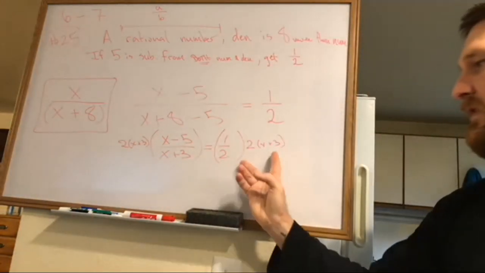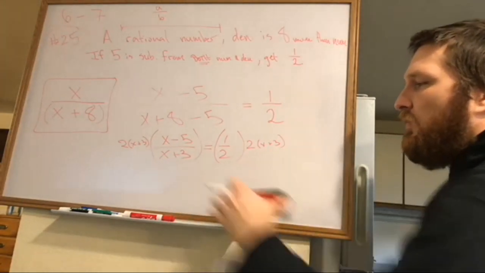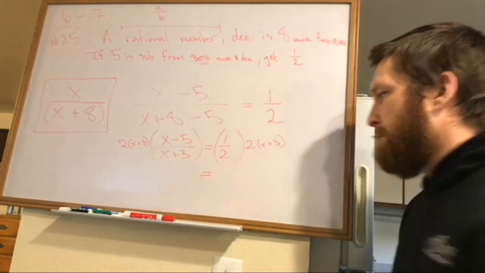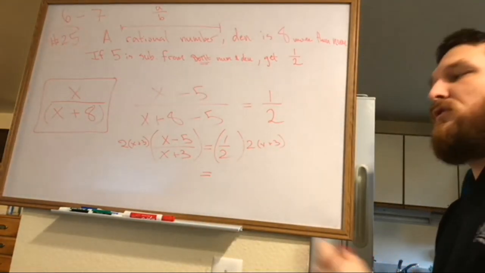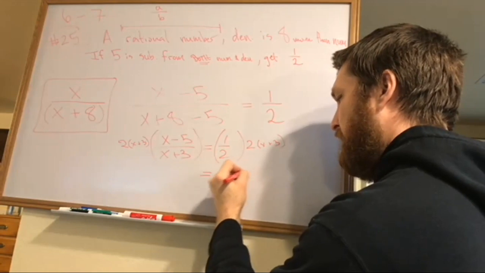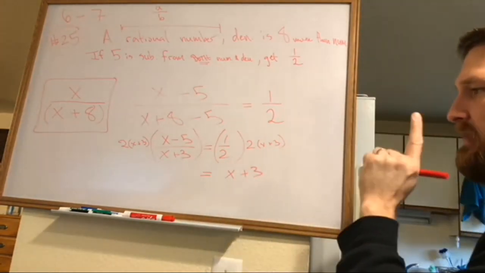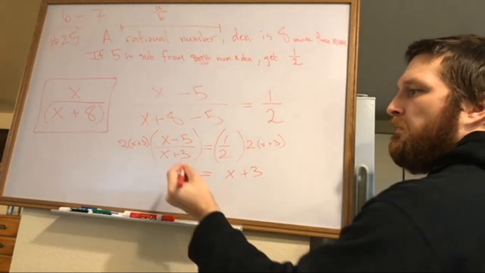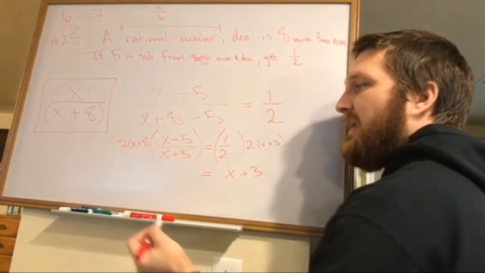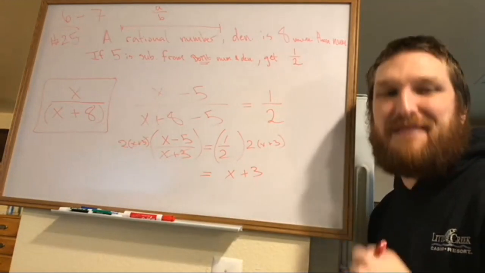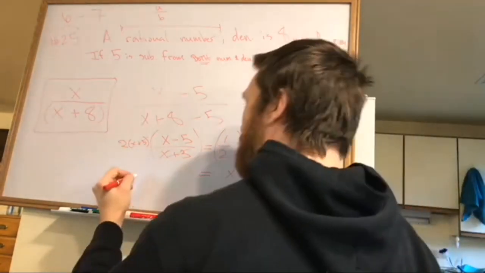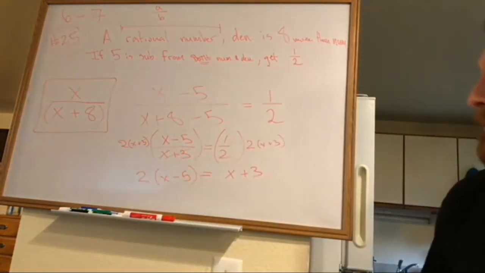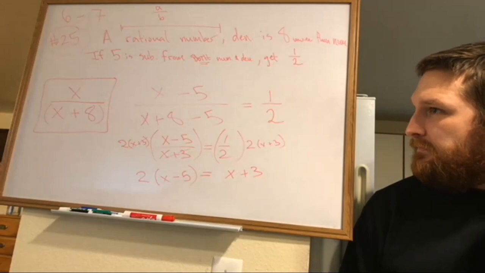Okay, let's do this side first. What's left on the right-hand side? X plus 3. Just x plus 3. Yep. Now, what about the left-hand side? So you have a 2 times x minus 5, I think. Yeah, but not 2 times x. Right, and minus 5. So 2 times x minus 5. Okay, now what do you want to do?